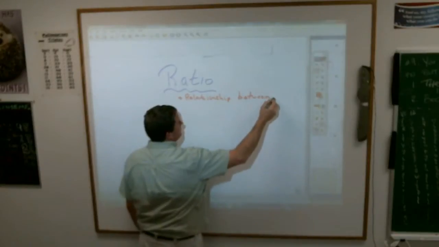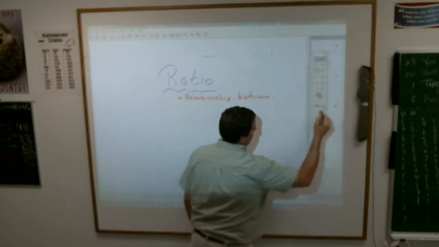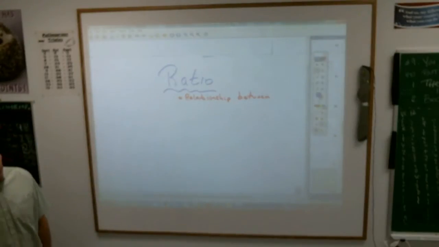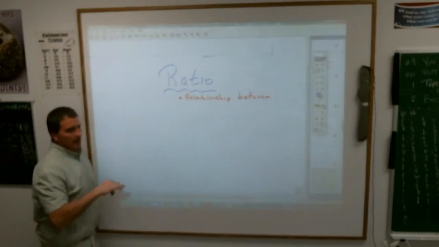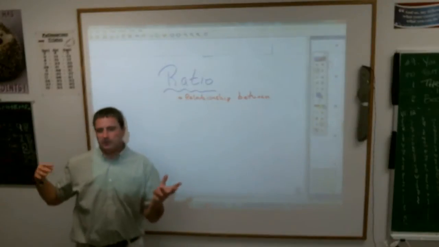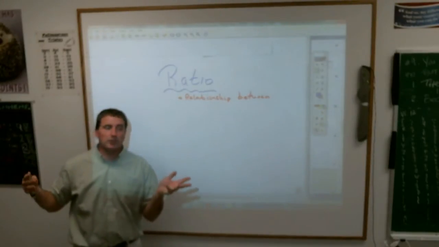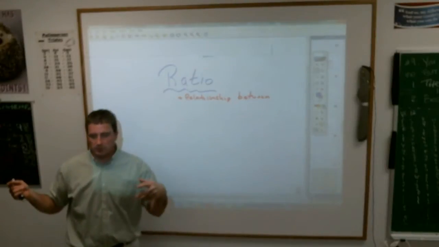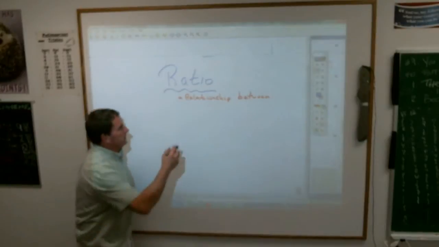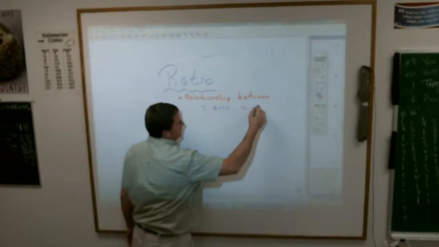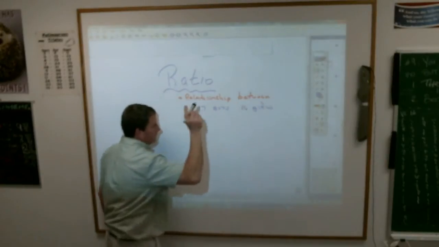You have worked with ratios many times before. There are three different ways to show ratios. One of them would be like this. Let's just do it like this. How many fifth graders are there? Normally there's 23 fifth graders. How many boys, how many girls? Seven boys, 16 girls.